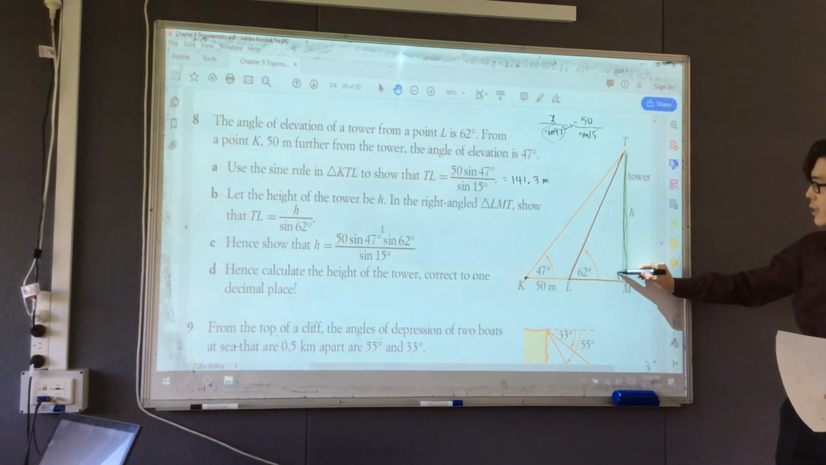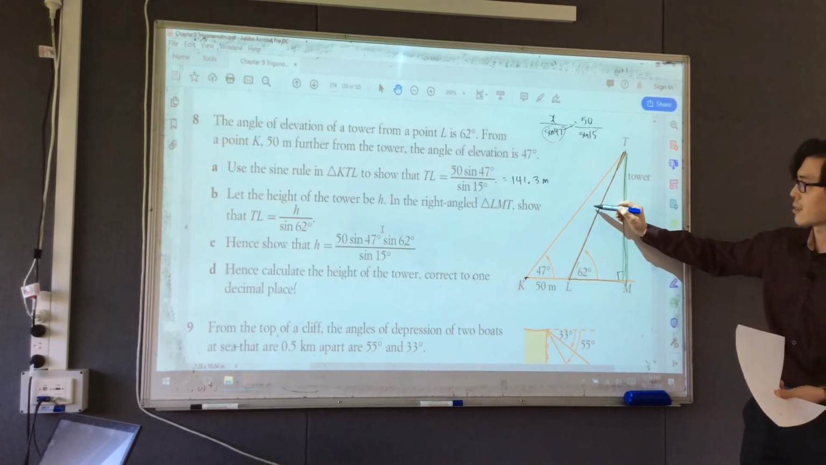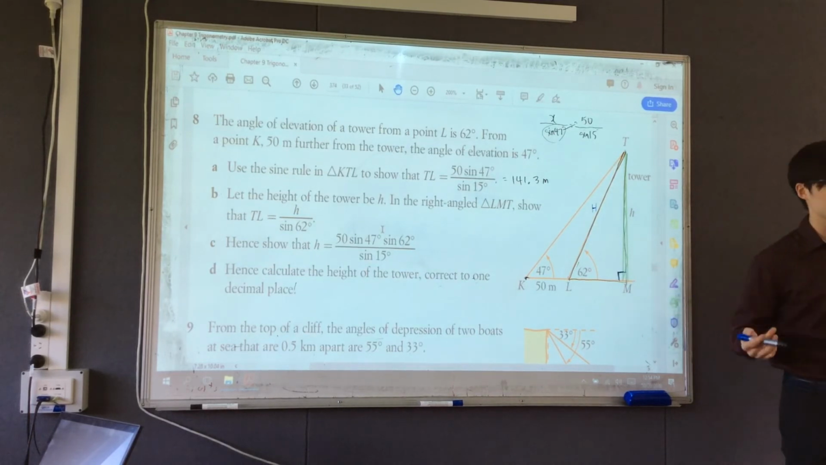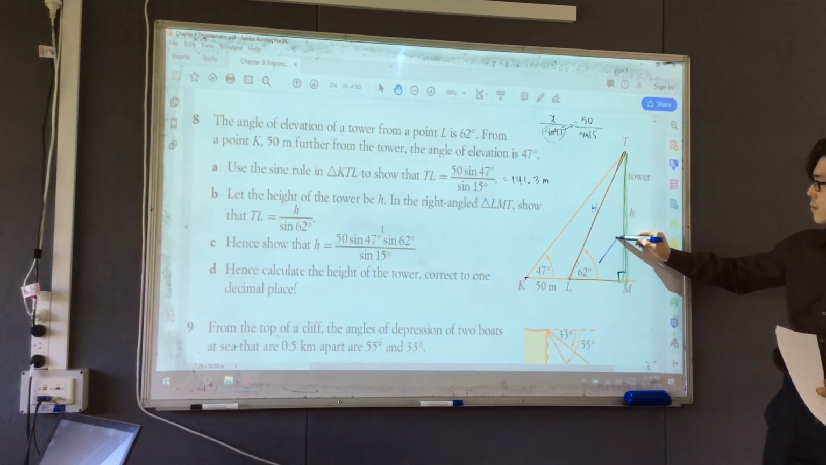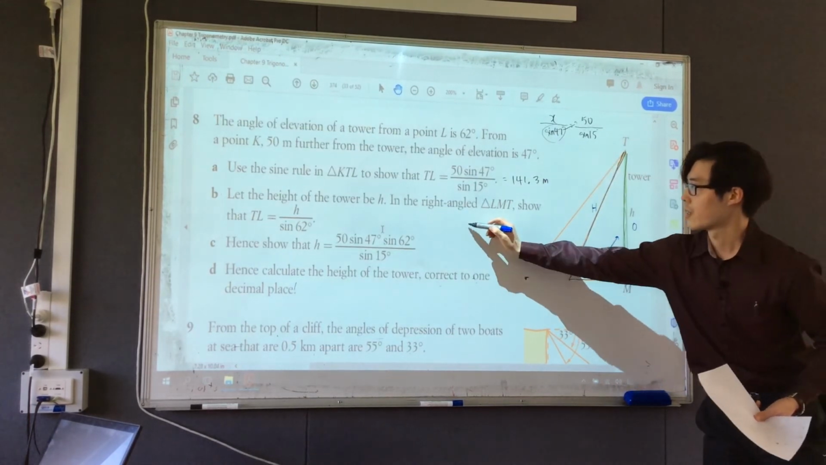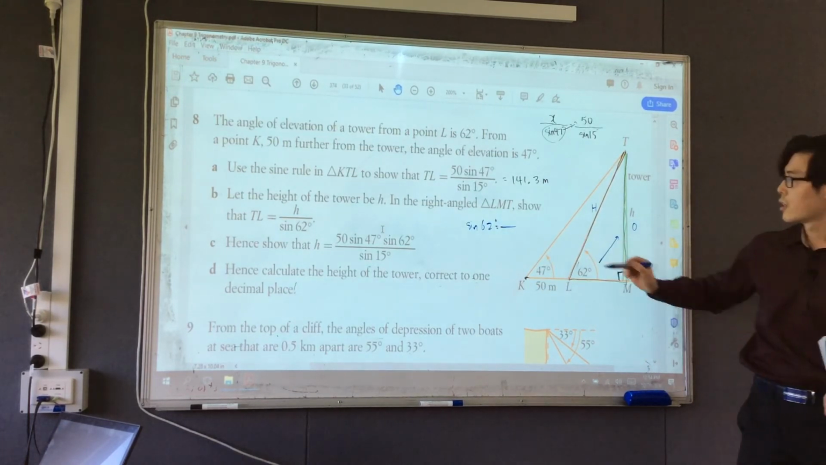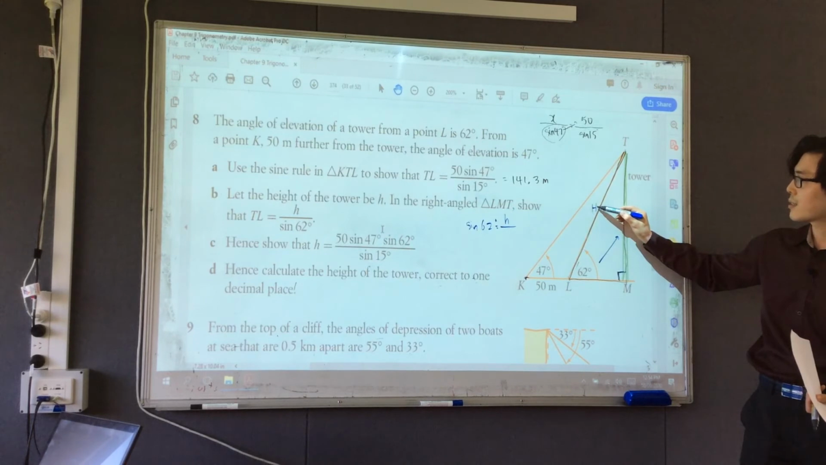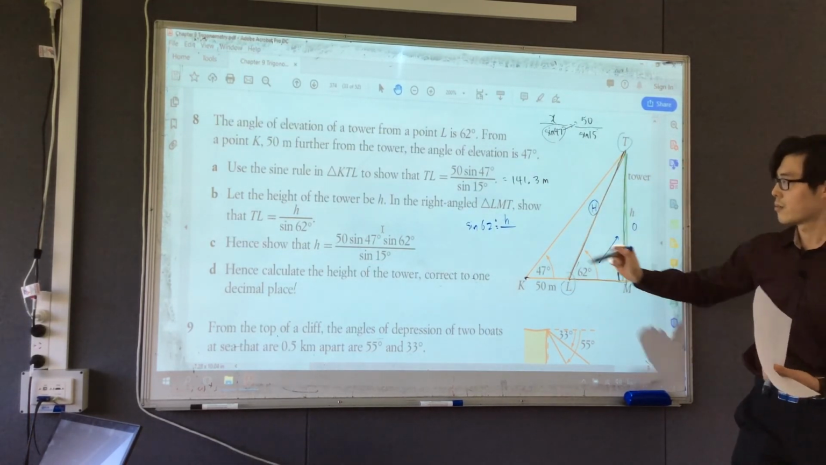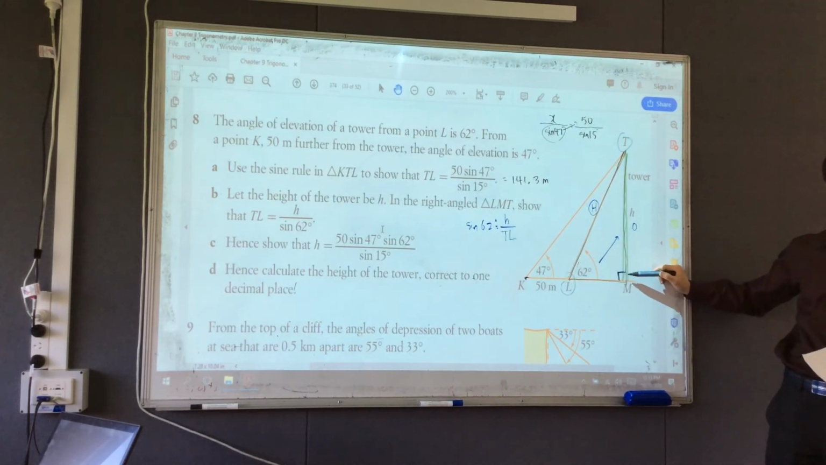That's a right angle. TL, what does that represent? Hypotenuse, opposite, or adjacent? Hypotenuse. Remember, if it's a right triangle, we're using SOHCAHTOA. h is opposite, so sine 62 is equal to opposite over hypotenuse. That's h over TL. It's a right angle triangle, so it's normal SOHCAHTOA.